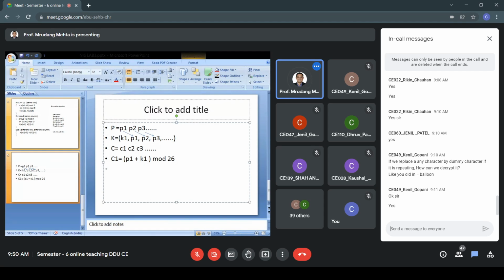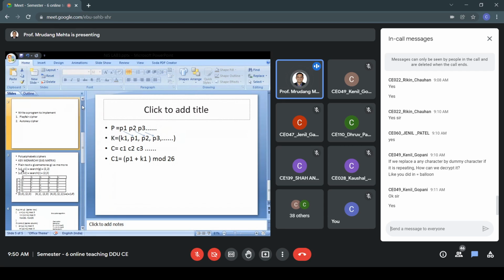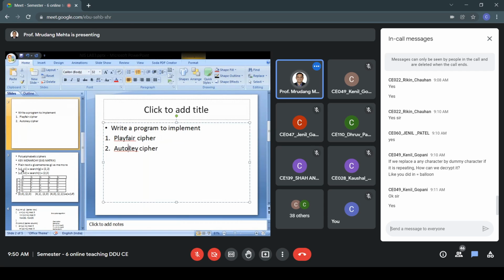Okay, students. Please concentrate on the second objective. I hope some of you have at least partially done this Playfair, right? So let me explain the second problem, that is auto key shifter.